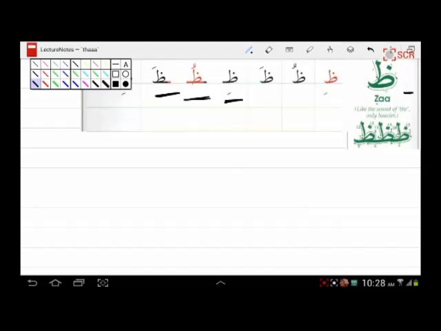So now I'm going to write that again, starting from the line, making your curve, getting back to the line, and then a stick and a dot. So that's the tha. One more time. That's the tha.